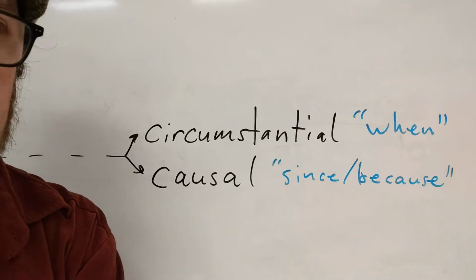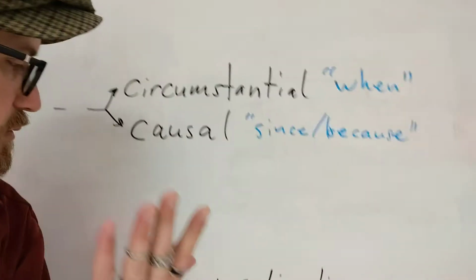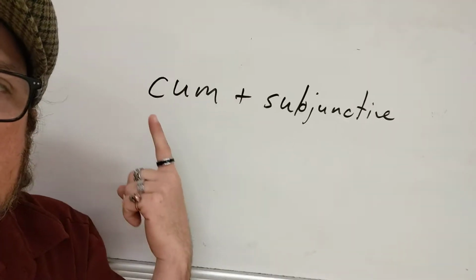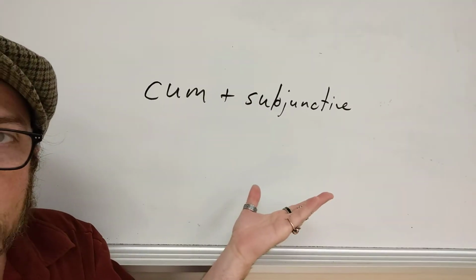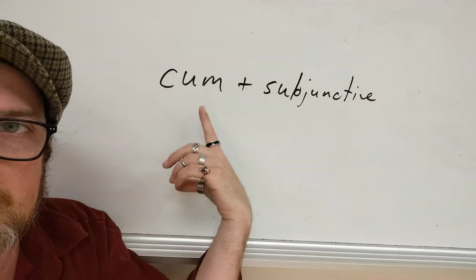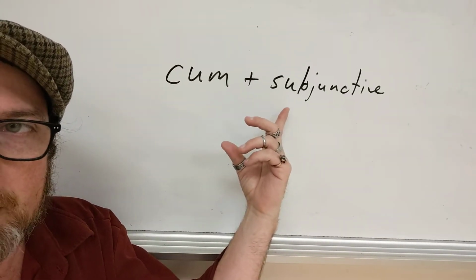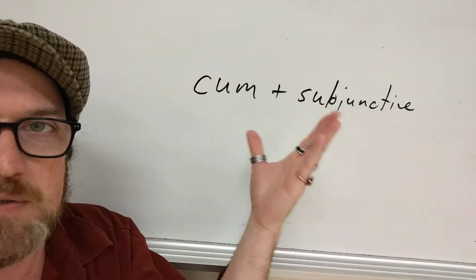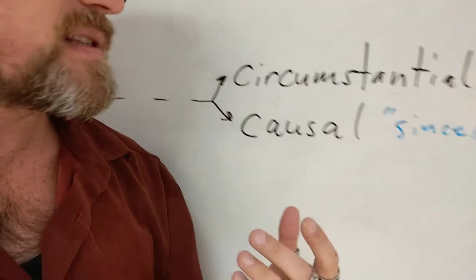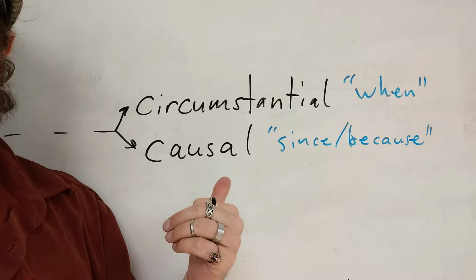And they're set up the same way. To form one, all you need is a cum and a subjunctive. I mean, technically you need a main clause as well, but there's nothing unique or special about the main clause. You just have a regular old main clause and then a subordinate clause that starts with cum and has a subjunctive verb in it. That's all you need for a cum clause to exist, at least if it's a cum circumstantial or a cum causal clause.